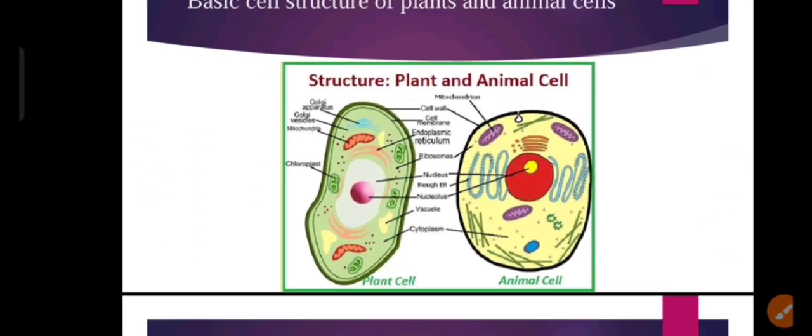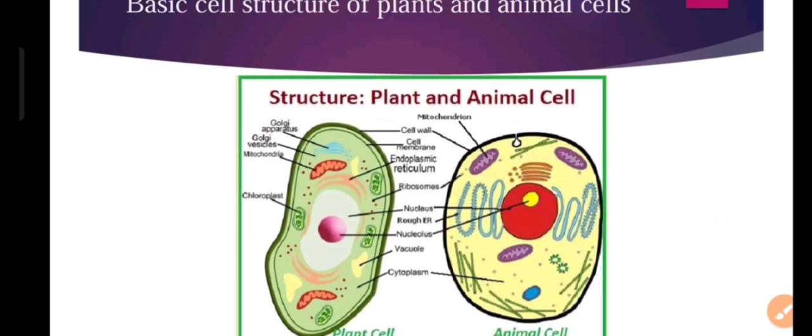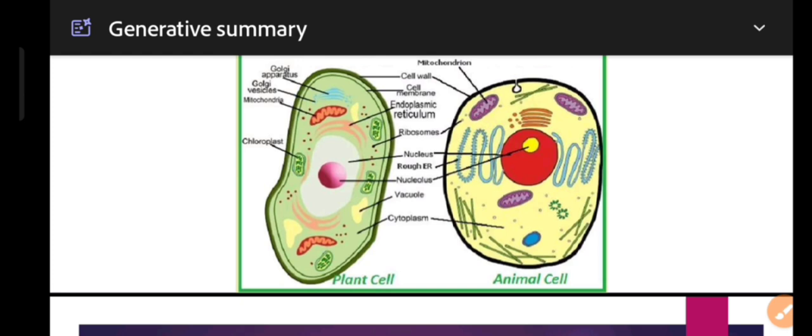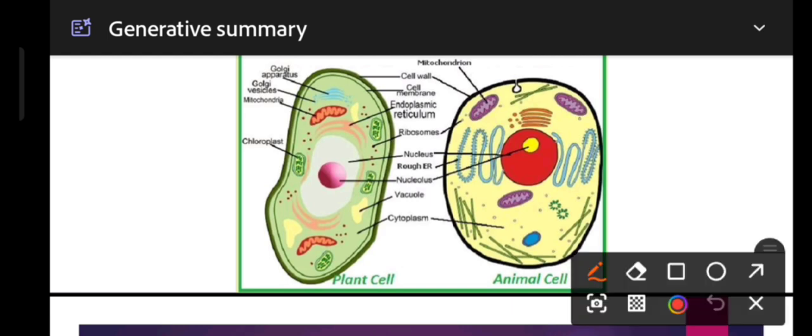Then on to the next topic, the study of the basic structure of the plant cell and the animal cell. The first one is the cell membrane. It is a basic structure of the cell. See in this picture, the first one is the cell membrane. The cell membrane is a tiny, very thin, delicate and flexible membrane which surrounds each cell. It is also called the plasma membrane.